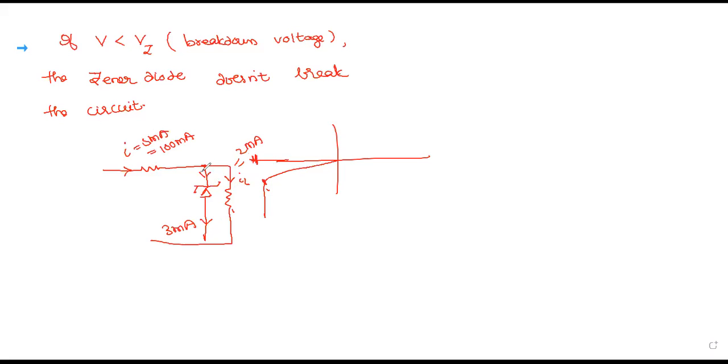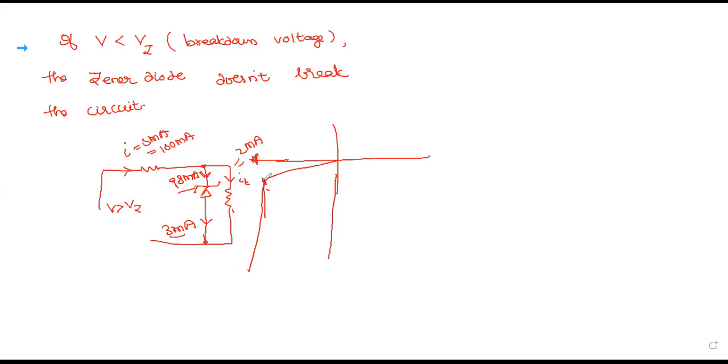Then how much current should pass through the Zener diode? 98 milliamperes, am I right? According to the junction law, 100 equals 98 plus 2. So without changing the voltage, the Zener diode should take whatever fluctuations it gets if the applied voltage is greater than VZ. Those fluctuation currents should not pass through your resistor; they should pass through the Zener diode only. At the breakdown voltage, it can take any amount of current.